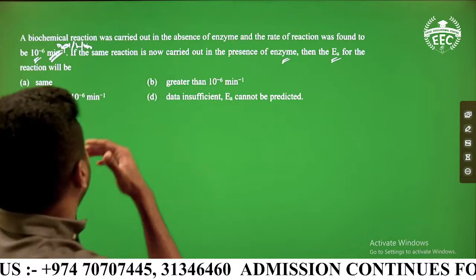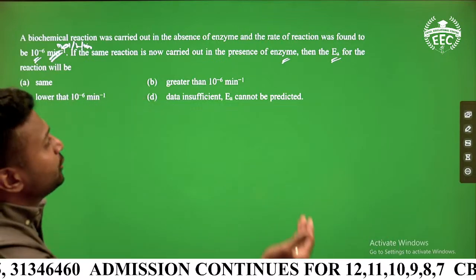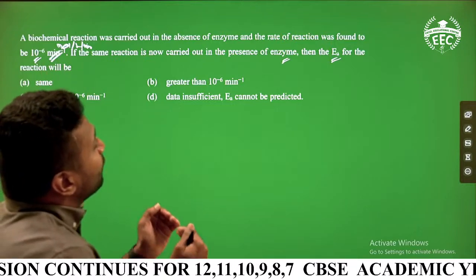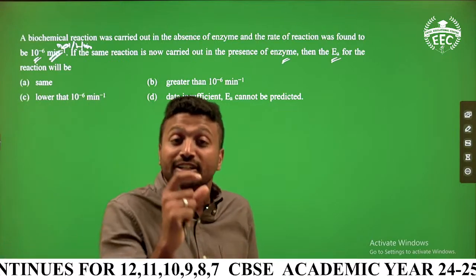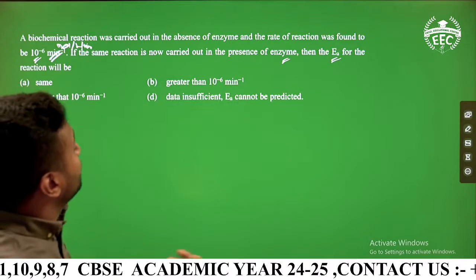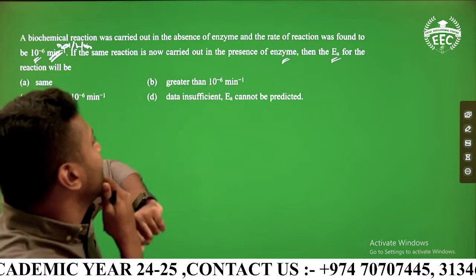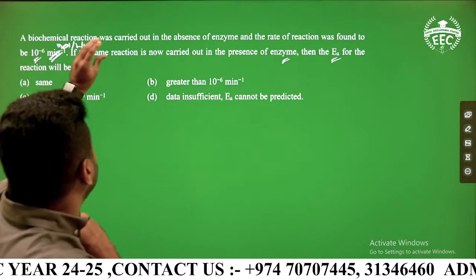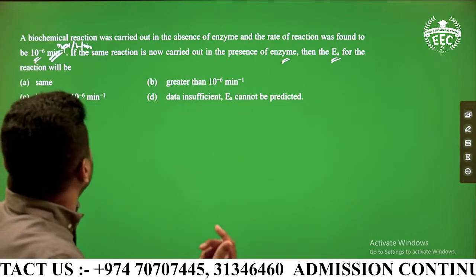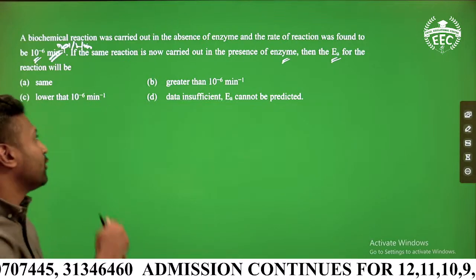So your question: a biochemical reaction was carried out in absence of enzyme, rate of reaction was found to be 10 raised to minus 6. The same reaction is now carried out in presence of enzyme. Enzyme will provide a shortcut path having lower activation. Means with the presence of catalyst, the activation energy EA will become what? Lower, right? Because catalyst will provide a shortcut path having lower activation. You can go with option C.